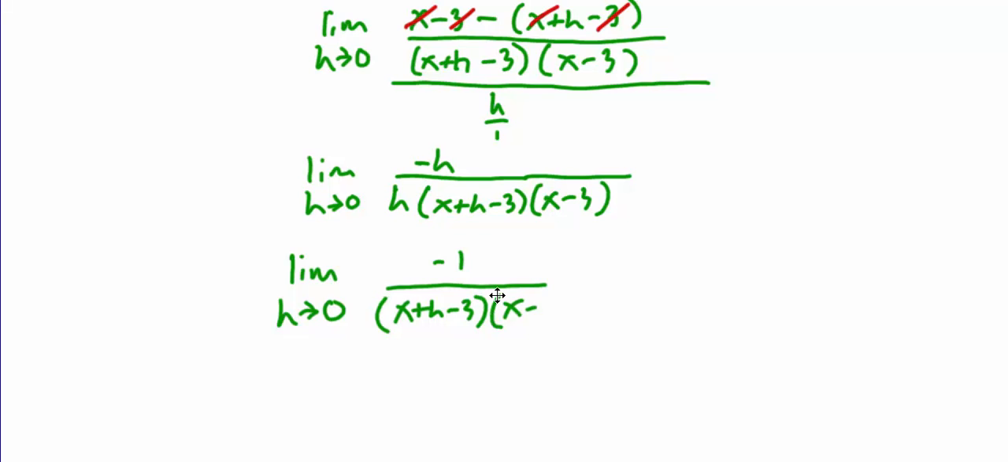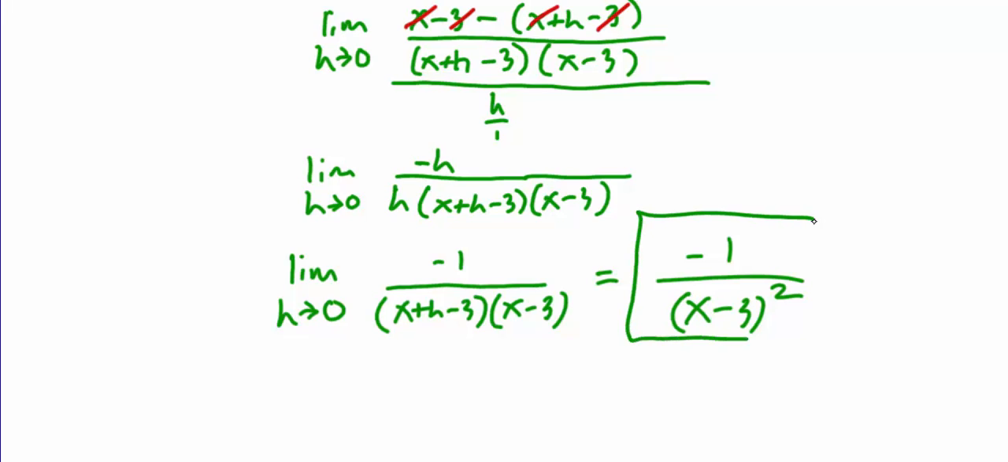times x minus 3. And I know you guys haven't done many of these problems, but that moment when the h cancels is hugely important, because now I can plug in 0 for h. I can just do a direct substitution. Numerator is going to be negative 1. Denominator is x minus 3 times x minus 3. I'm just going to write it as x minus 3 quantity squared. Folks, that's our difference quotient, and that is our limit as h approaches 0.